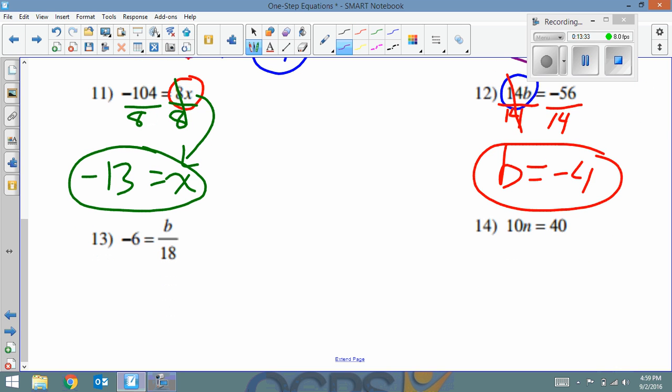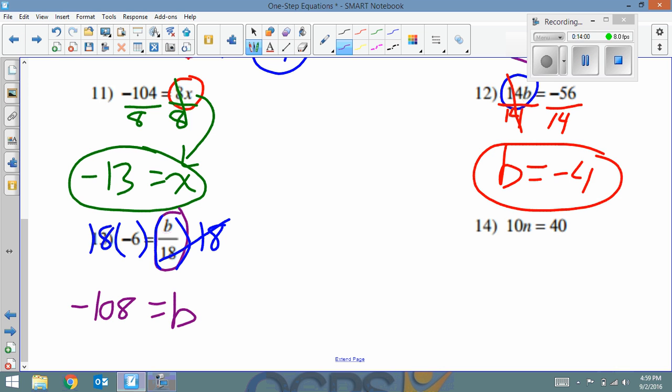Okay, last couple. Okay, again, find that number and letter. And this time I see a fraction bar. And remember, fraction means division. So we want to see what is the opposite of division. The opposite is multiplication. So we're going to multiply both sides by 18. So they go away. We're going to bring down that b and that equal sign. And 18 times -6 gives me an answer of -108.